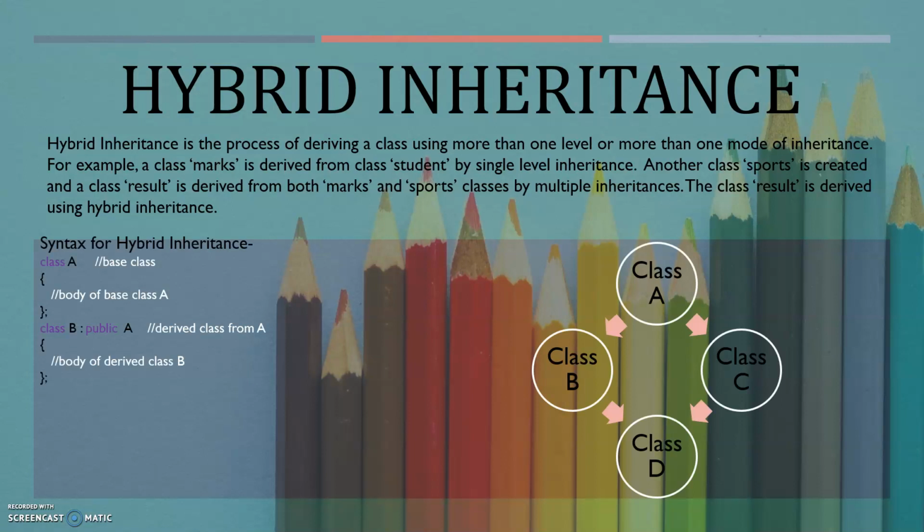Syntax for hybrid inheritance. Initially, a class A is defined, which is the base class. Then, class B is defined, which is derived from class A. Another class C is defined, which is also derived from class A. Finally, class D is defined, which is derived from classes B and C, which is ultimately the child class.